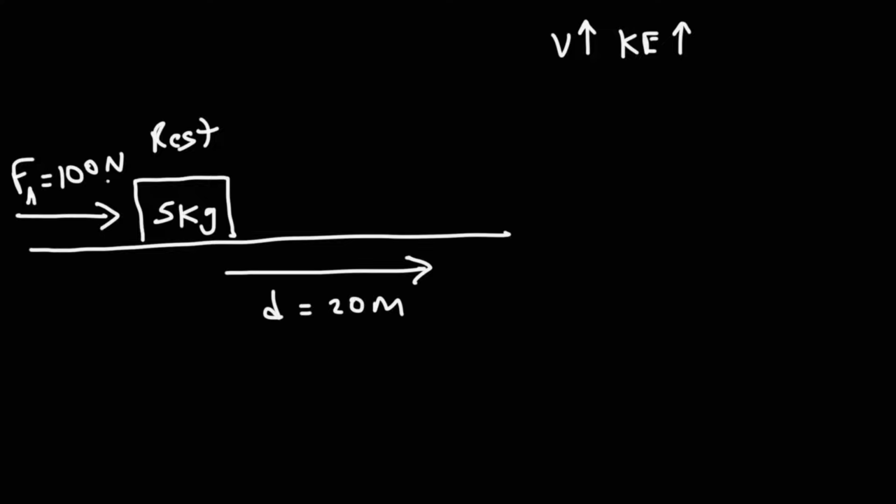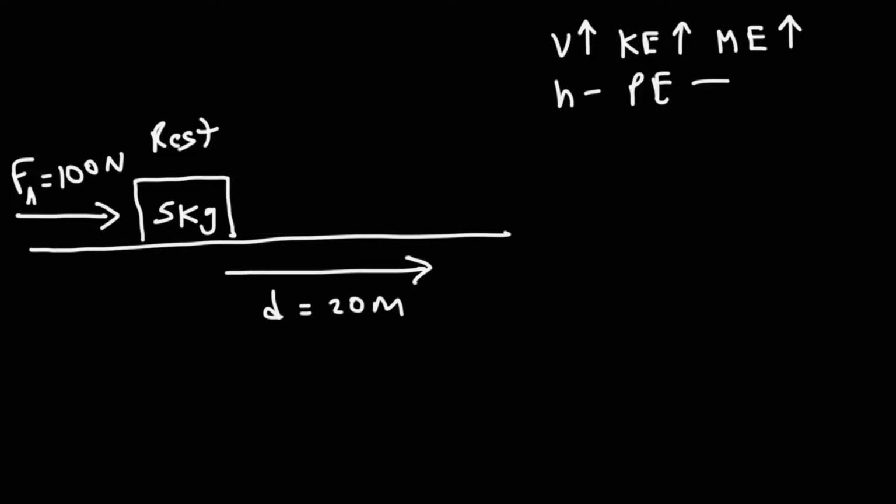Now, this block is not moving in a vertical position, so it's not going to gain any potential energy. We're not increasing the height of the block above the ground. We're moving it to the right. And so the potential energy is going to remain constant because the height is not changing. So because we're increasing the kinetic energy of the object while keeping the potential energy constant, this applied force is increasing the total mechanical energy of this block.